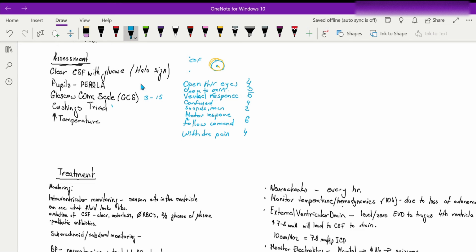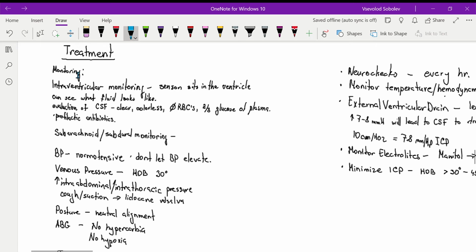Cushing's triad, this is the late and bad sign. The person would have all the signs of the triad: increased respirations that are irregular, decreased heart rate, increased blood pressure, and then temperature alterations. Because their autonomic system control is impaired or altered, they will have increased temperature, neurogenic hyperthermia maybe.